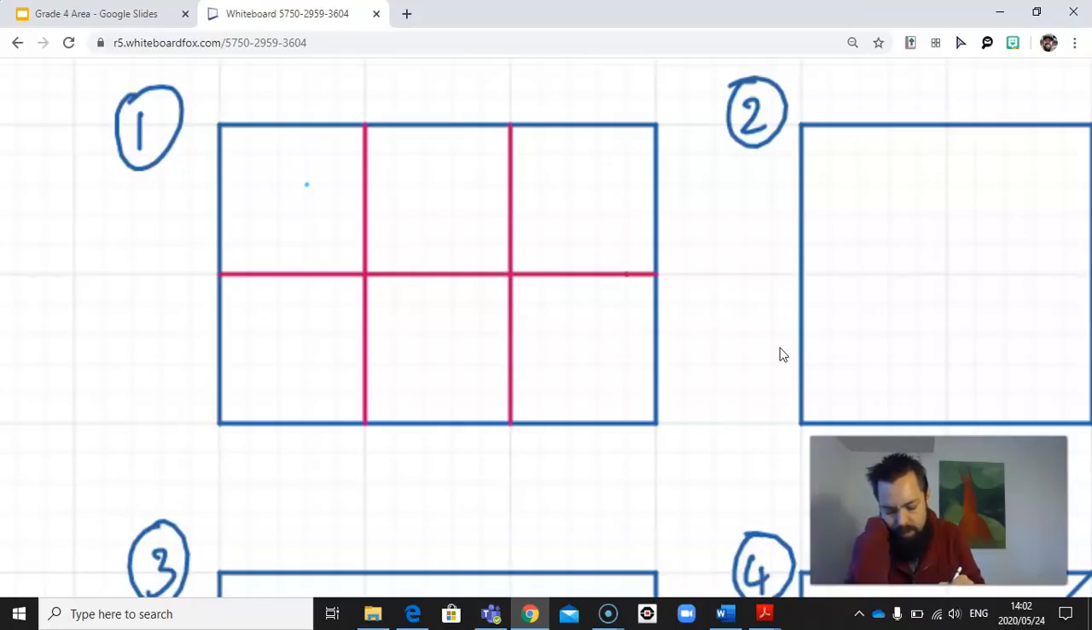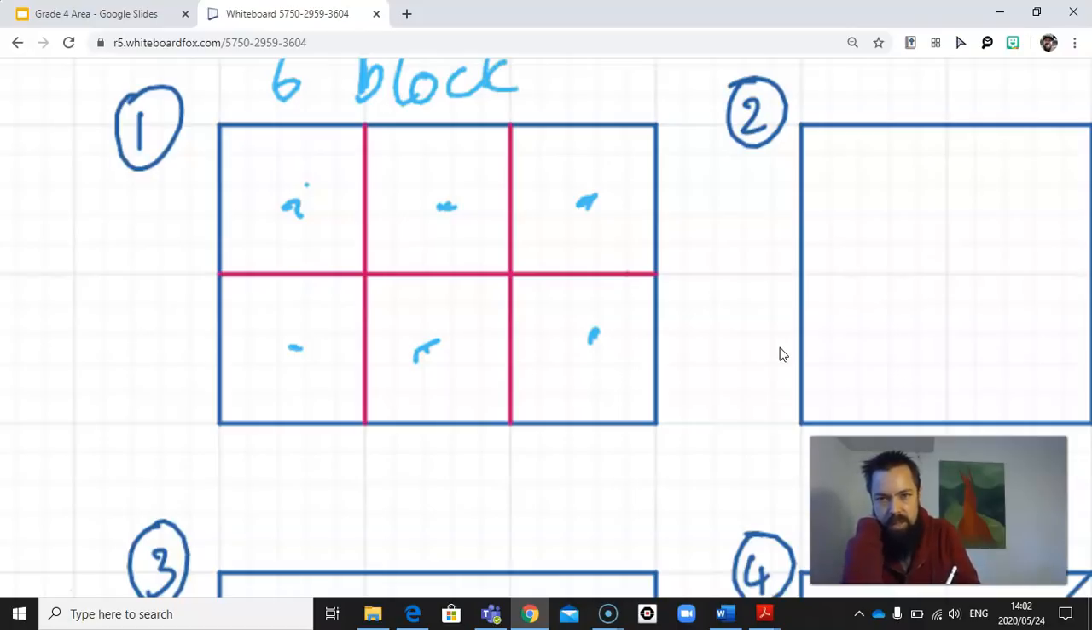Let me just switch off my ruler. 1, 2, 3, 4, 5, 6. And so the area for this one is 6 blocks. That's if I was using the big blocks. I'll count them again if I'm using the small blocks.